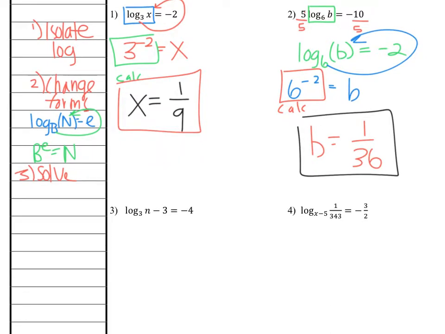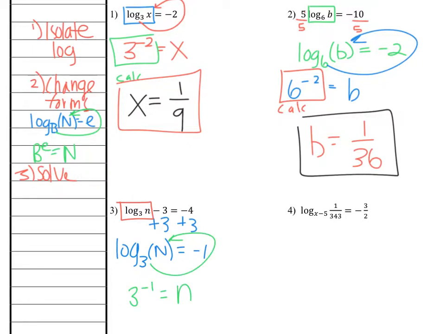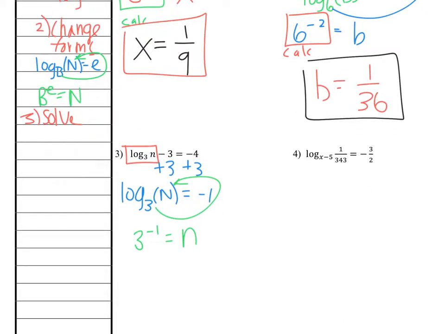All right, again, isolate the log. This -3's got to go. Log base 3 of n equals -1. Loop it. 3 to the -1 equals n. I don't know why I changed from capital to lowercase, but doesn't matter because 3 to the -1 is n equal to 1/3.